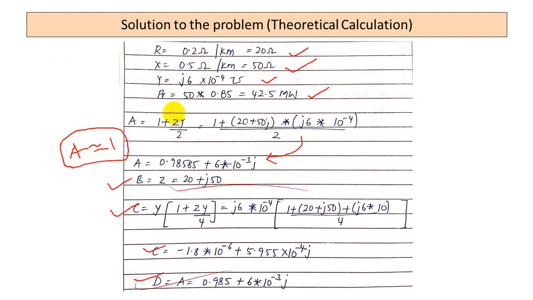Next, the important parameter that you have to look at is your power value, voltage and current value across the receiving side. You have your receiving end power value as 42.5.